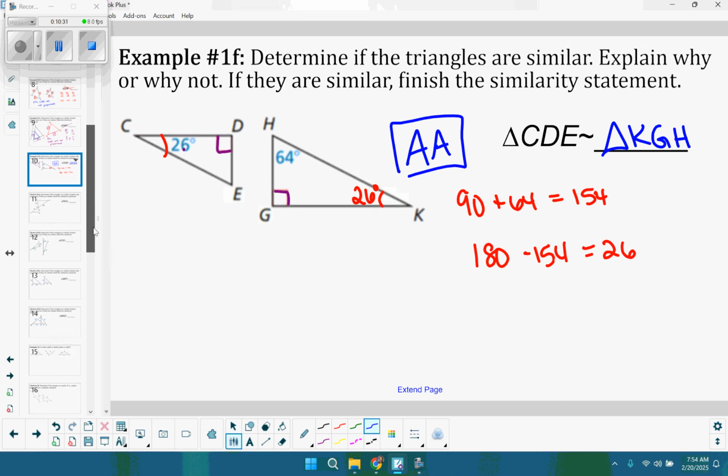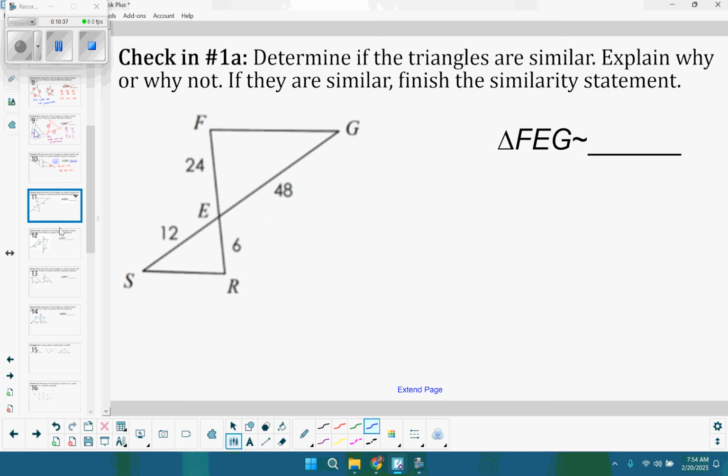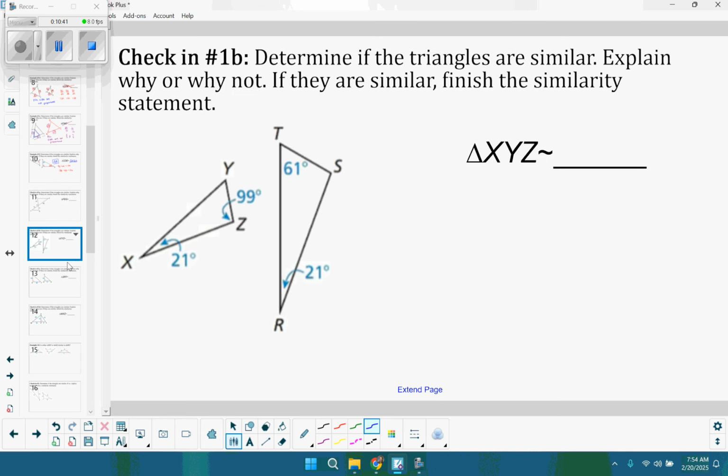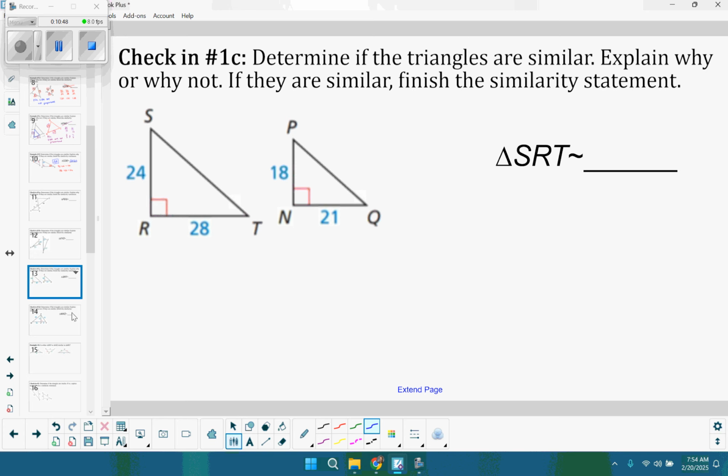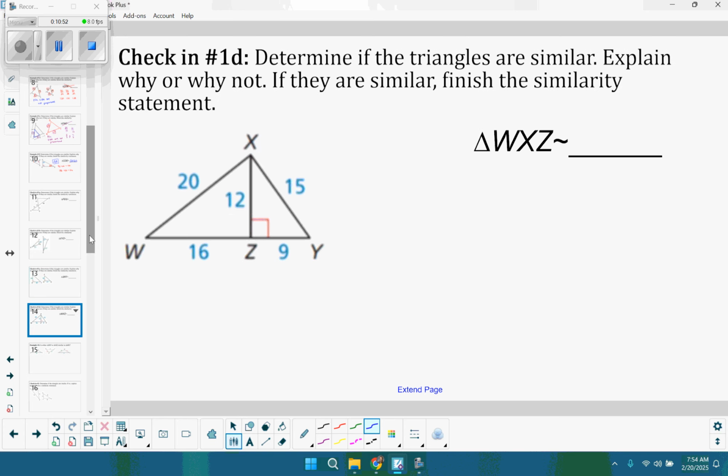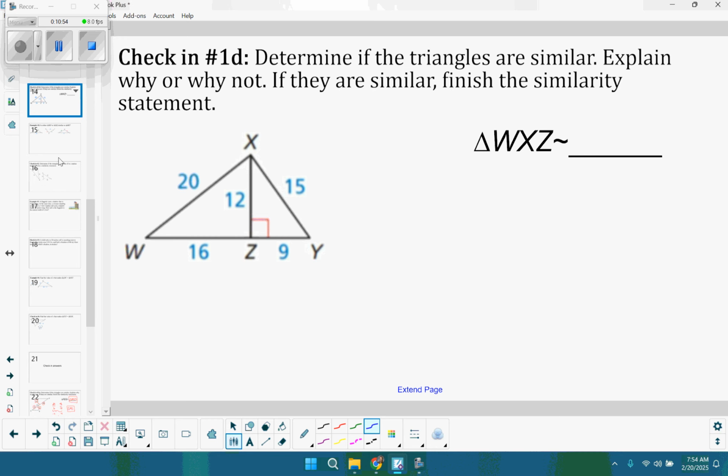So there will be a set of check-ins for you to try. Pause between each one, and answers are posted on Google Classroom. So here's check-in 1A. Here's check-in 1B. Here's check-in 1C. And here's check-in 1D.